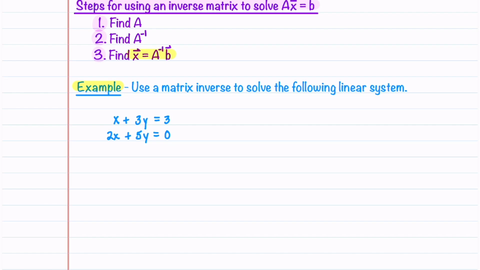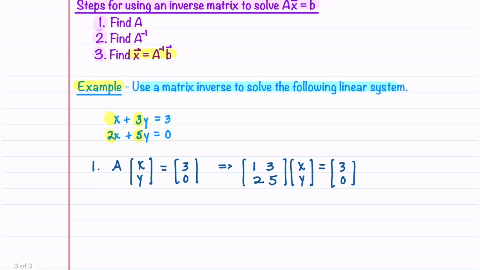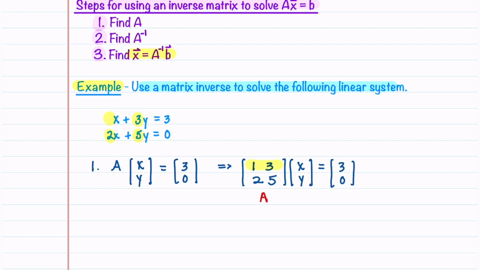We're going to use a matrix inverse to solve the following linear system. Using the steps outlined above, we'll first find matrix A. Let's write our linear system as A times x, y is equal to our right-hand side, which is 3, 0. Let's now fill in what A is. We have our matrix A, we have our x, y, and then we have our right-hand side. The numbers that we're going to put into A are 1, 3, 2, and 5. Let's label our matrix A and also highlight it.